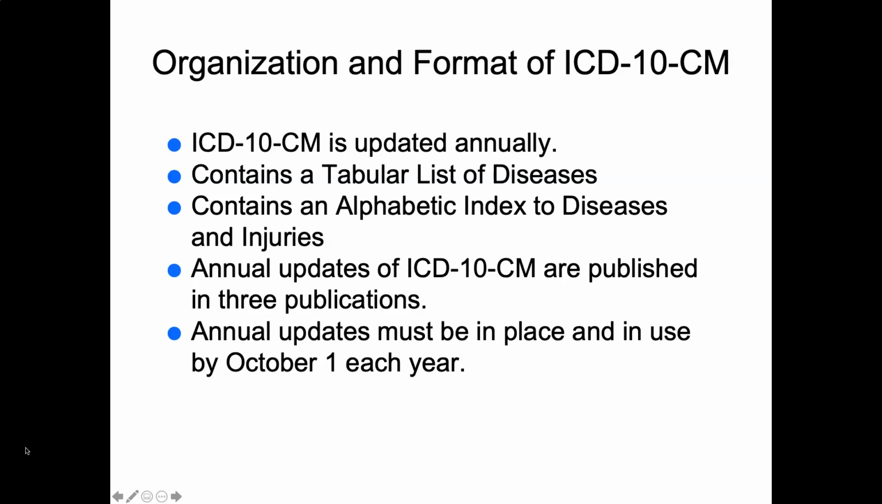Annual updates are published in several different publications. The federal government's fiscal year always starts on October 1st, and so that is why you'll see everything coming out in September for ICD-10. Occasionally they do mid-year updates, such as this past year with COVID. They did a couple of different updates because they needed to get information and new codes out.